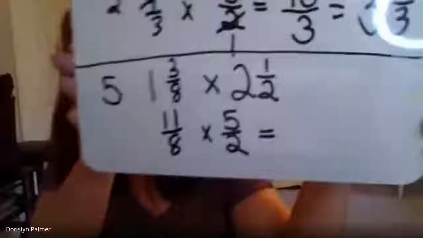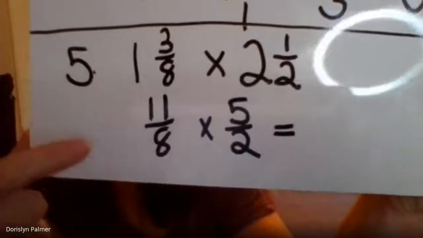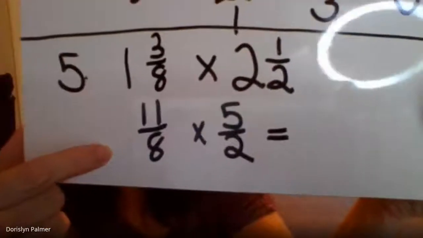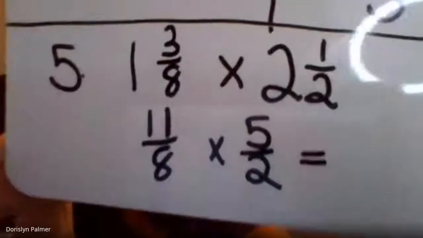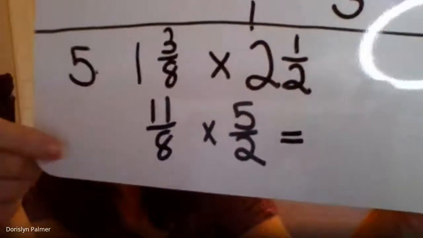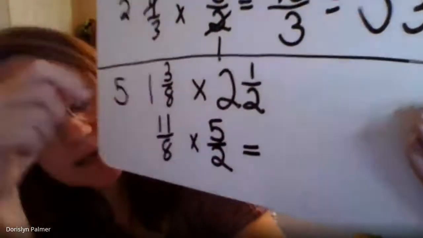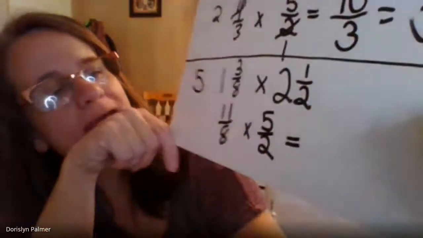Right. I'm looking at my tops and bottoms to see if there's anything that I can reduce. So I look at my numerators, they're on top. I look at my denominators on the bottom. Now, 11 and 5 are both prime numbers, so there's nothing I'll be able to reduce. So I'm just going to multiply straight across. 11 times 5 is 55. And 8 times 2 is 16. I'm going to have 55 over 16.